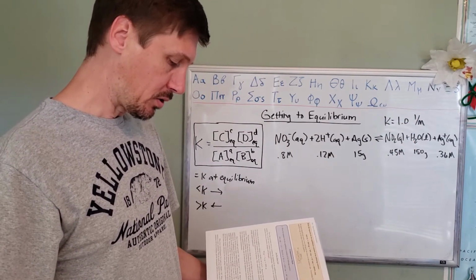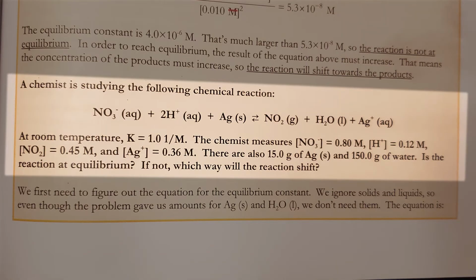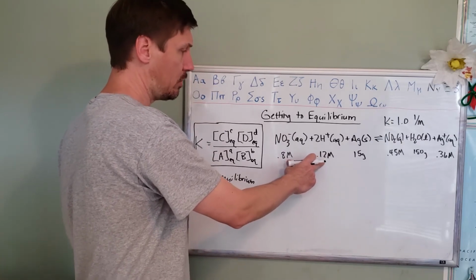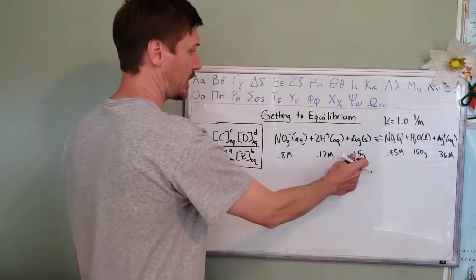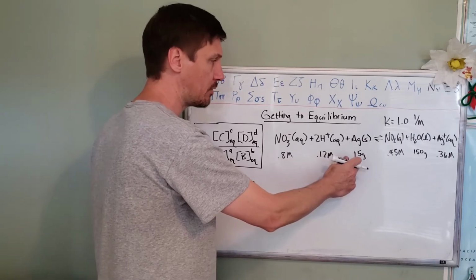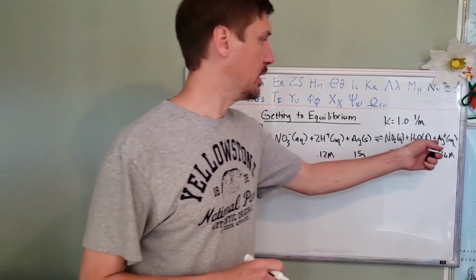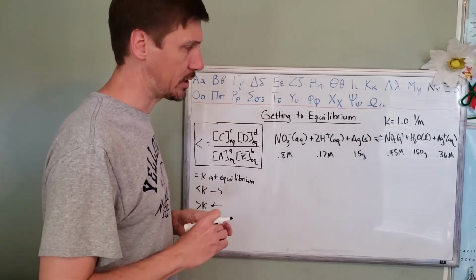So the chemist measures the concentration of these substances and finds out that the concentration of NO3 is 0.8 molarity. The concentration of H plus is 0.12 molarity at a particular time. They tell us that at that point we have 15 grams of silver. NO2 has a molarity of 0.45. We have 150 grams of water, and the molarity of this Ag plus ion here is 0.36 molarity.